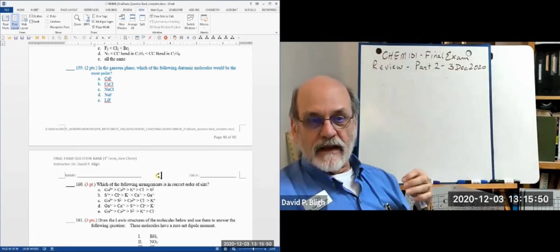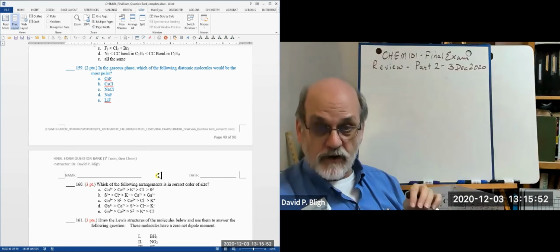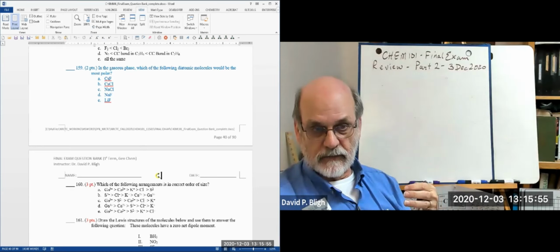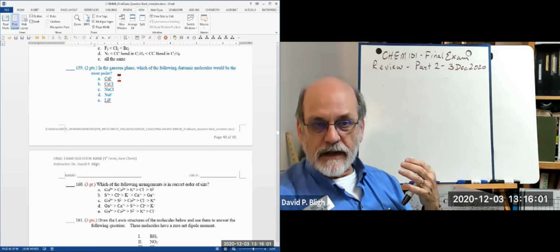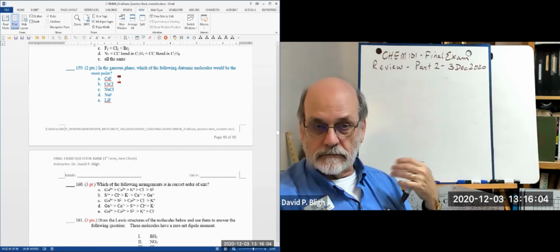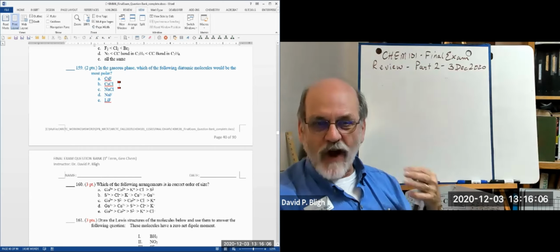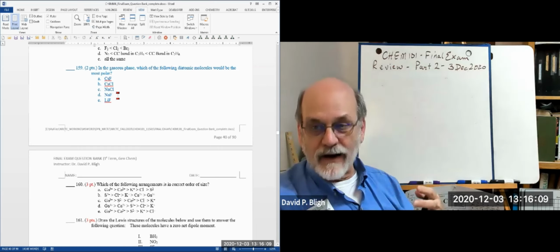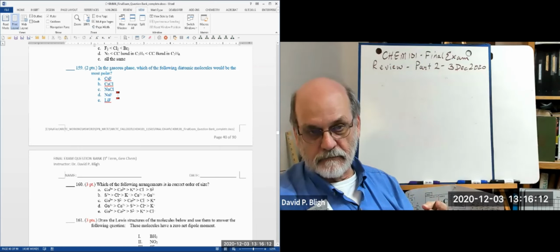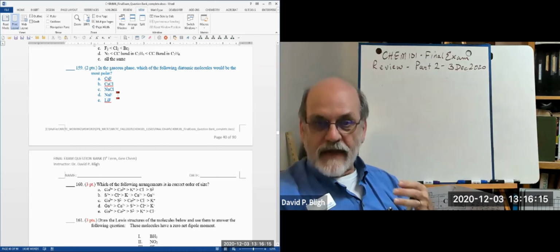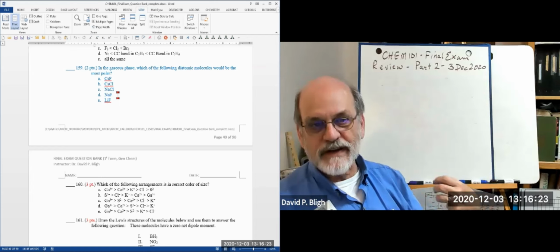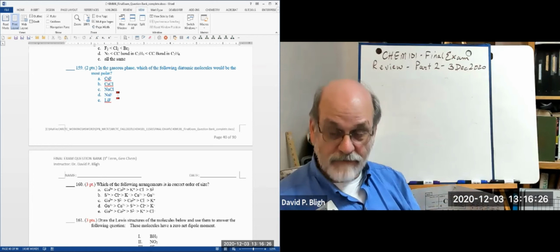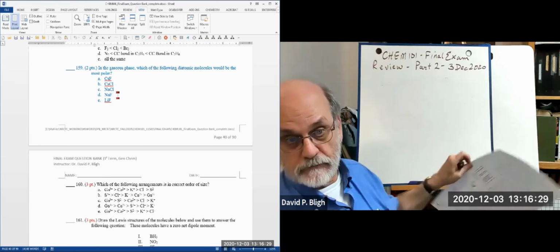Question 159. In the gaseous phase, which of the following diatomic molecules would be the most polar? Okay. In this case, notice that each one is ionic. So the attraction between them is going to depend entirely upon electronegativities. So you would expect that the most polar would be the one where the electronegativities are the farthest apart, the greatest distance. In fact, the greatest distance on the periodic table.